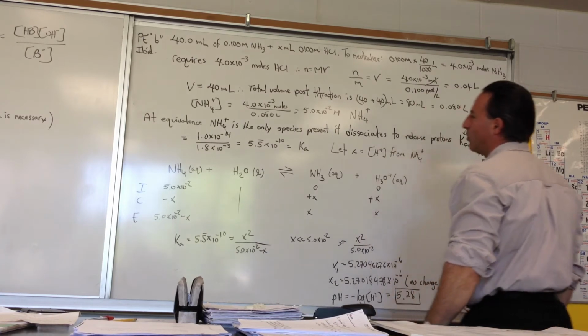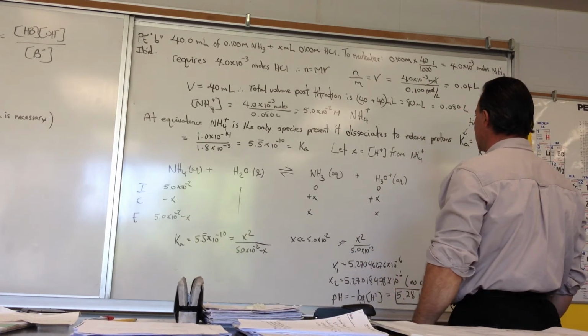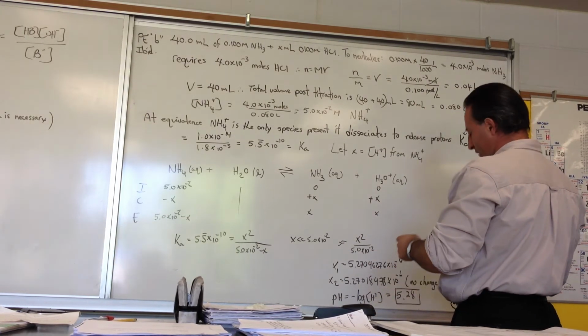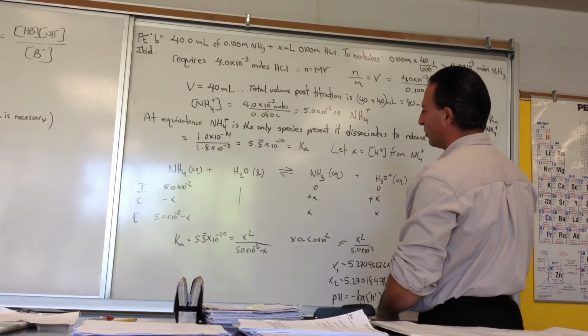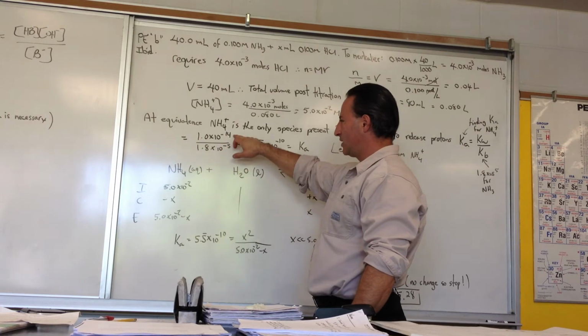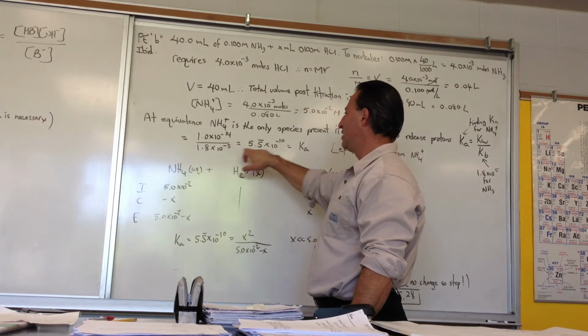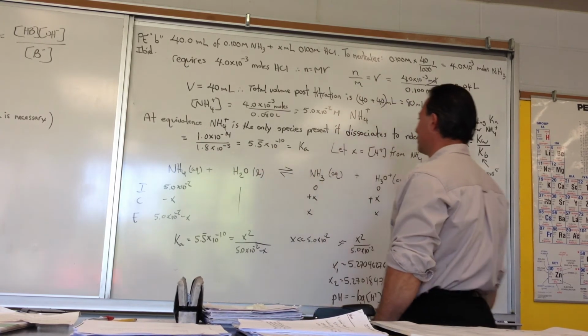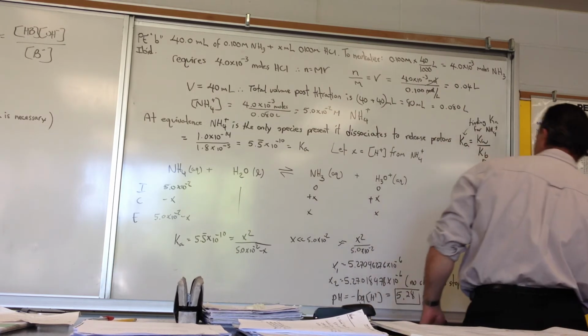So at equivalence, ammonium is the only species present that dissociates to release protons, and we have to calculate the value of Ka for ammonium. We're only given the Kb of ammonia, so we put it into Kw. Kw divided by Kb gives us Ka. The Ka for ammonium is 5.5 recurring times 10 to the minus 10.